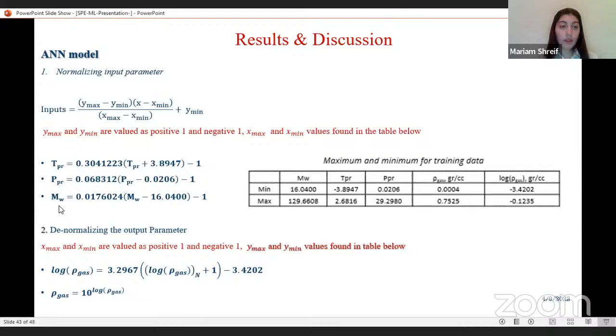Then we need to denormalize the output parameters. So we use the same equation. However, the x max and the x min are valued as positive 1 and negative 1, while we obtain the y max and y min from the table. And since we transform the density into log gas density, we need to remove the log at the end and return the values into real gas density values.